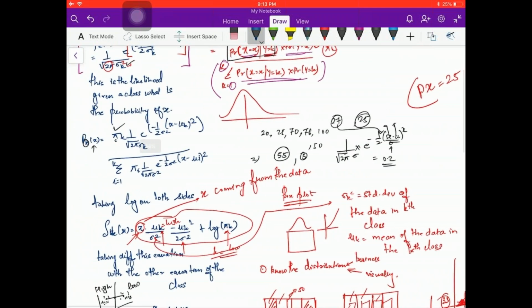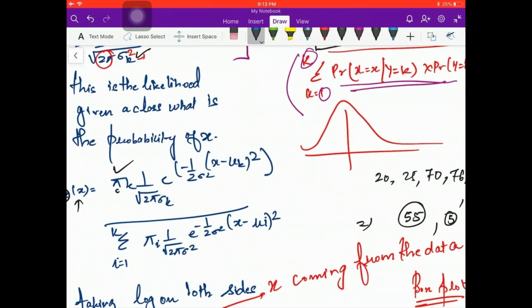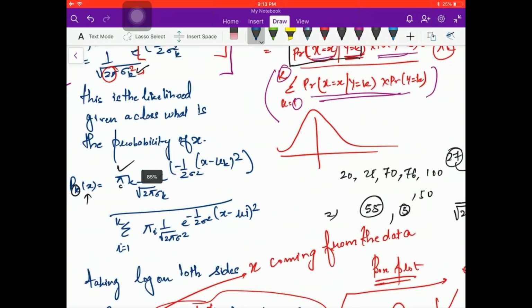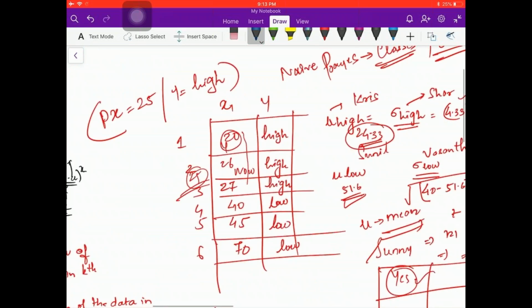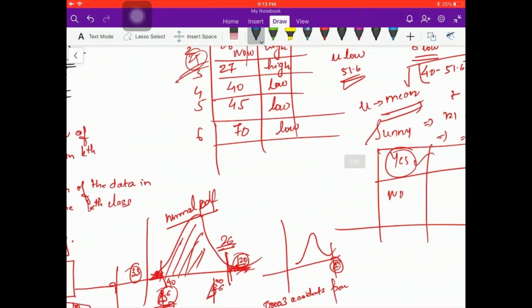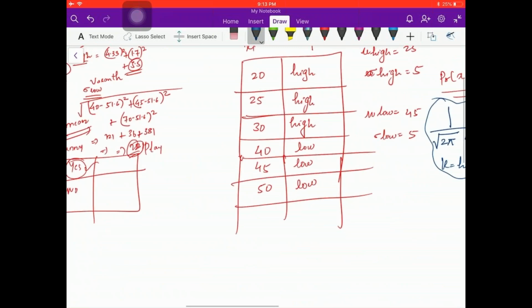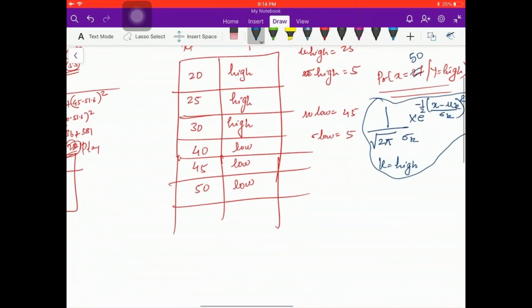Okay, now since you have done this, it's okay. Now let's feed in the proper equation. Okay, now let's say my problem is I get a data point, let's say 70.